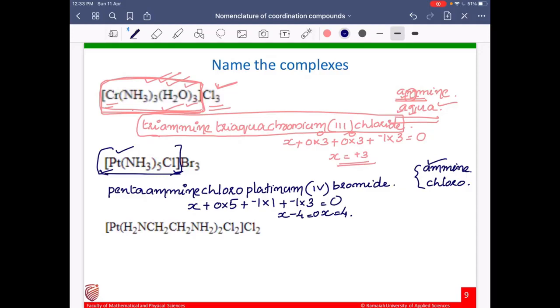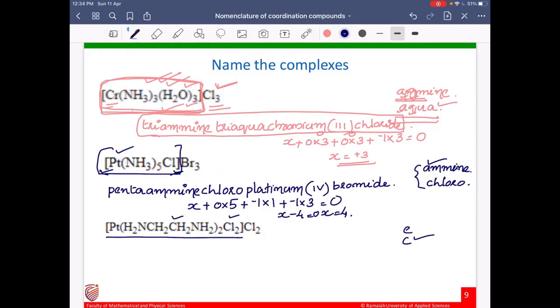Third compound, platinum H2N CH2 CH2 NH2, that is ethylene diamine, Cl2 and Cl2. We have to find whether the complex ion is cation or not. Yes, it comes first, so it's cation. So in cation, we have to write the ligands first. Two ligands, ethylene diamine and chloro. So ethylene diamine starts with the E, chloro starts with the C. So alphabetical order, C should come first. So we should write chloro first. How many chloro groups? 2 chloro groups.